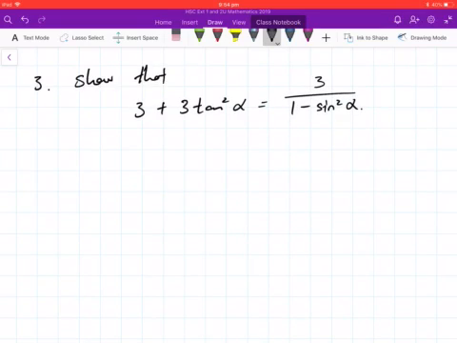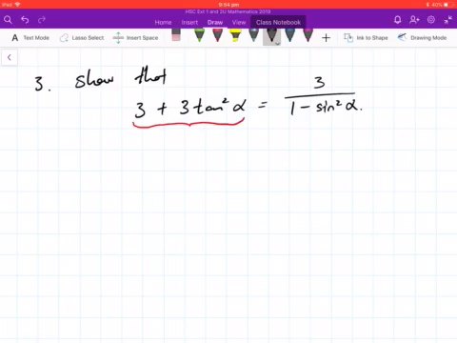Now the final example I want to do is a show that question. Show that 3 plus 3 tan squared alpha is equal to 3 over 1 minus sine squared alpha. Now when you have a show that question, we have to start with the left hand side and do work just on that side and take lots or a few steps to show clearly that we can get to the right. You can't sort of switch between the two sides. So I'm going to rewrite the left hand side.